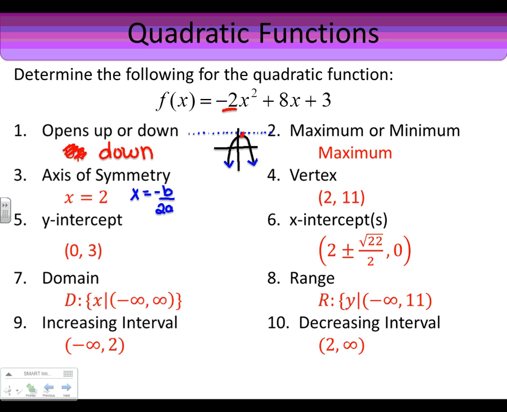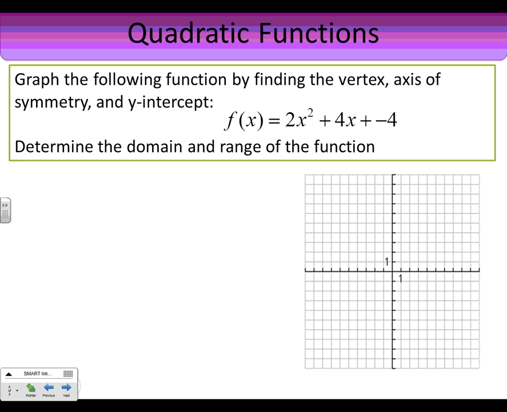You shouldn't have to graph it to do the increasing interval either. Since it opens down, it's increasing from left to right. So from negative infinity to 2, which is where the vertex is, where the axis of symmetry is, the middle of the parabola. And then it's decreasing from 2 to infinity. Okay. All right, good.